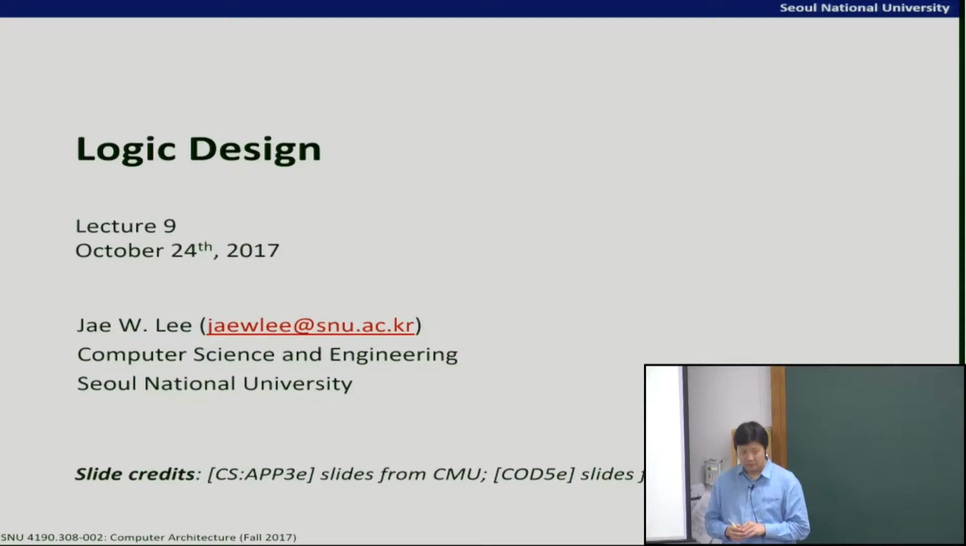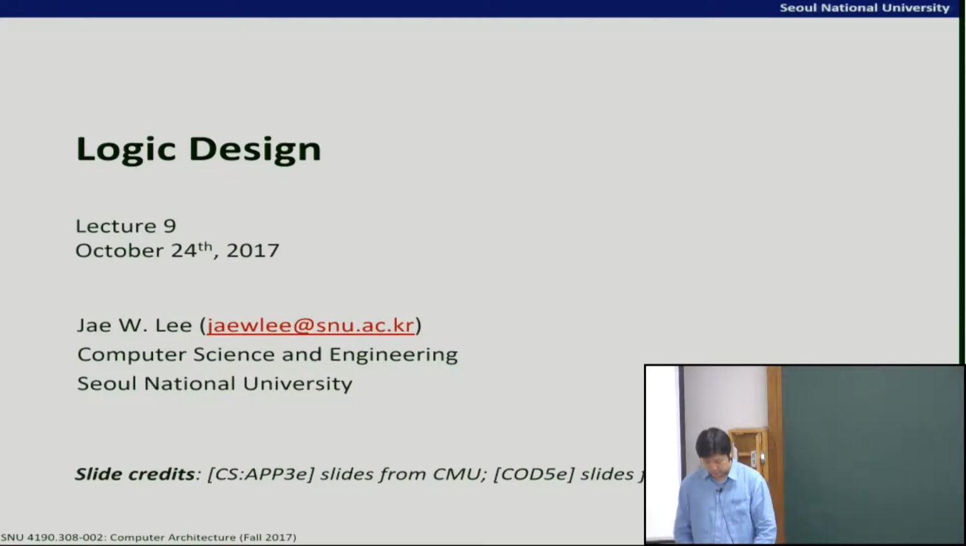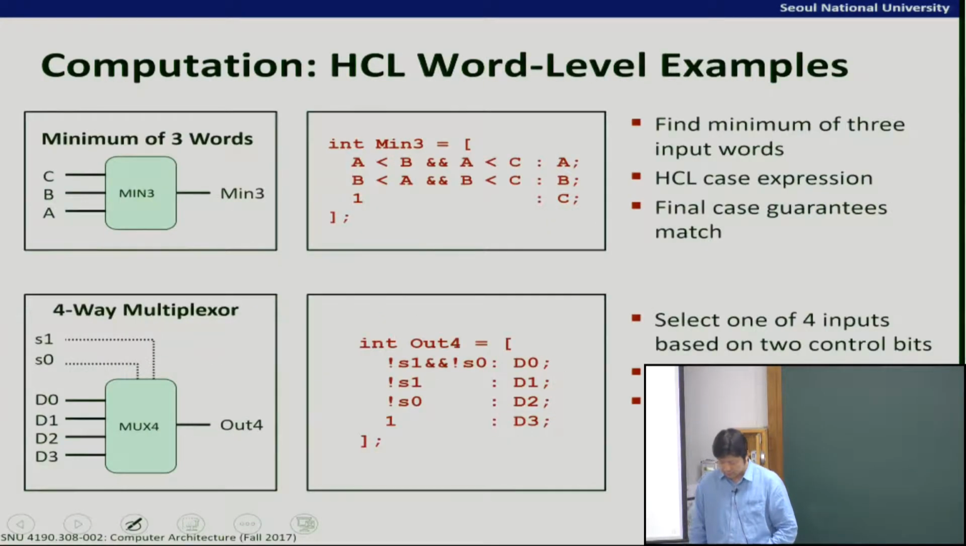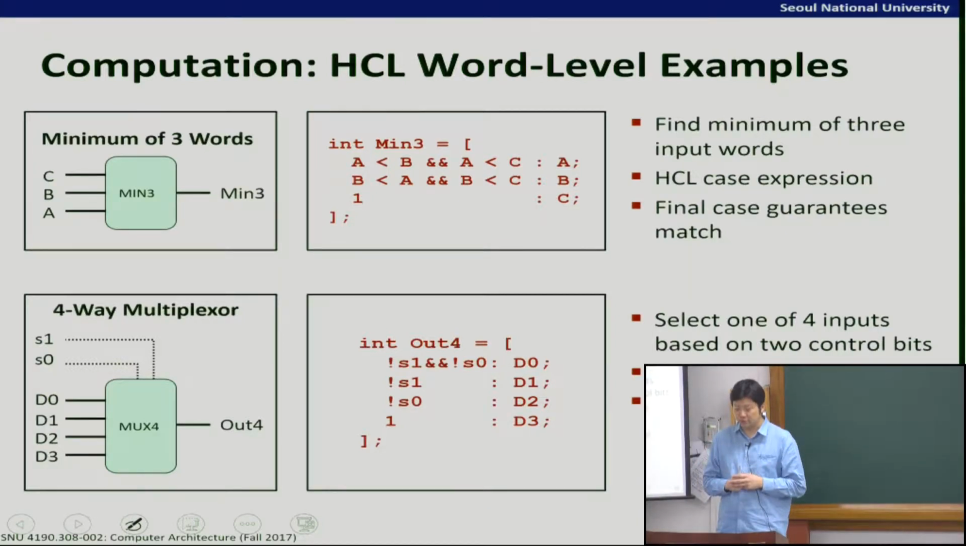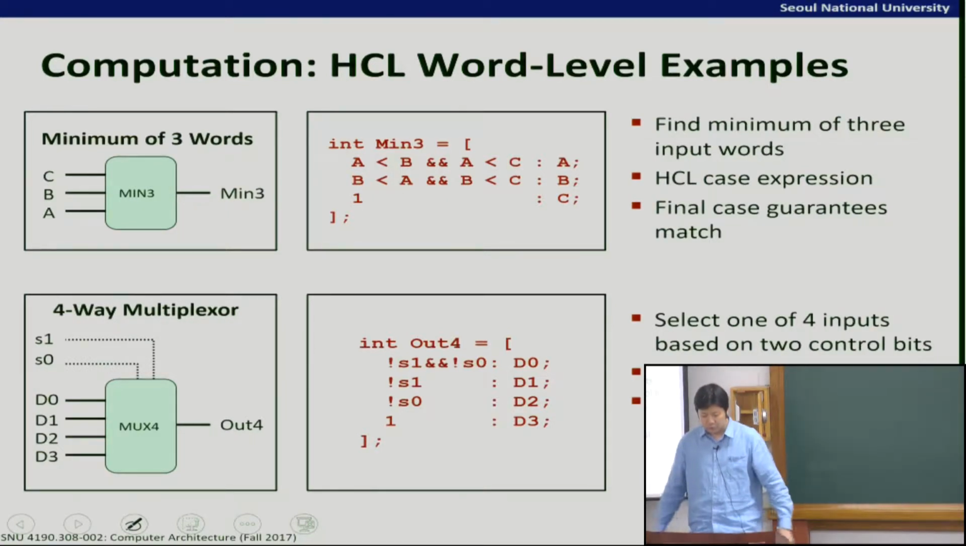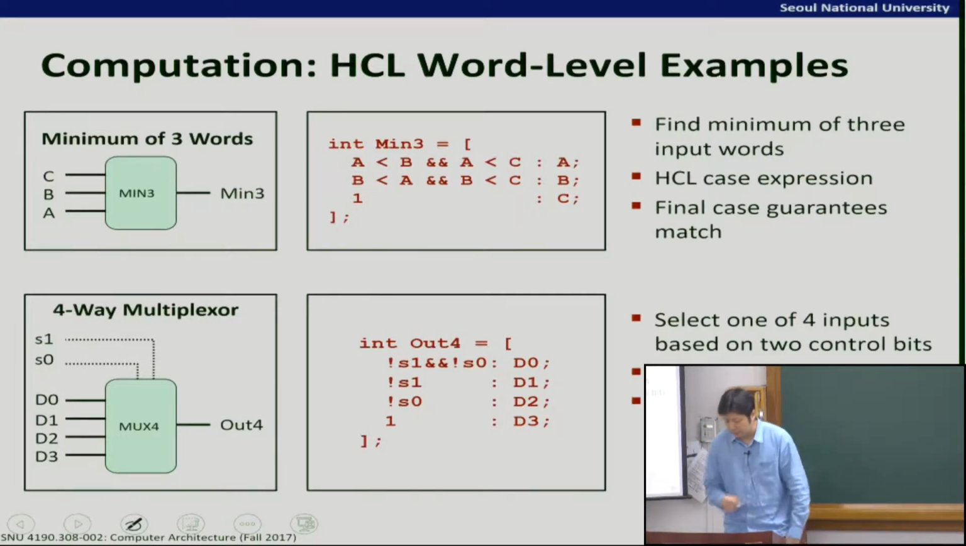That's the idea. Last time we went over combinational logic. If you remember, we can describe arbitrary combinational logic using a toy hardware description language called HCL. In the upper left corner, we have a logic block that selects the smallest of three input words. It takes the minimum of the three and generates the output.